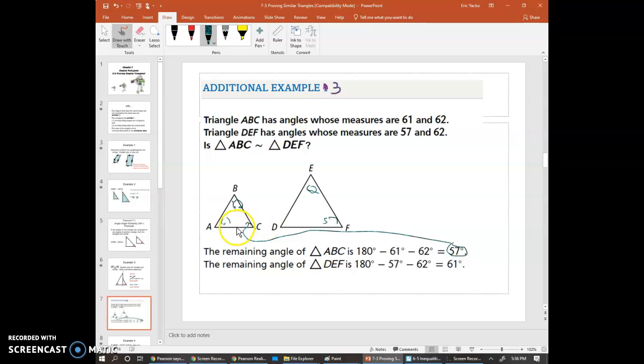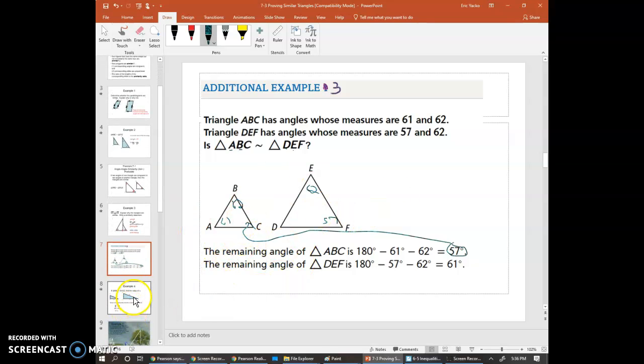You probably want to go with the order that they give you, like A matches up with D. You can't just rearrange the letters of this one. We have the congruent angles matching up in the right order. A matches up with D, B with E, C with F, etc. So match up the like angles when you're naming these similarity relationships here. All right. Example 4 coming up.